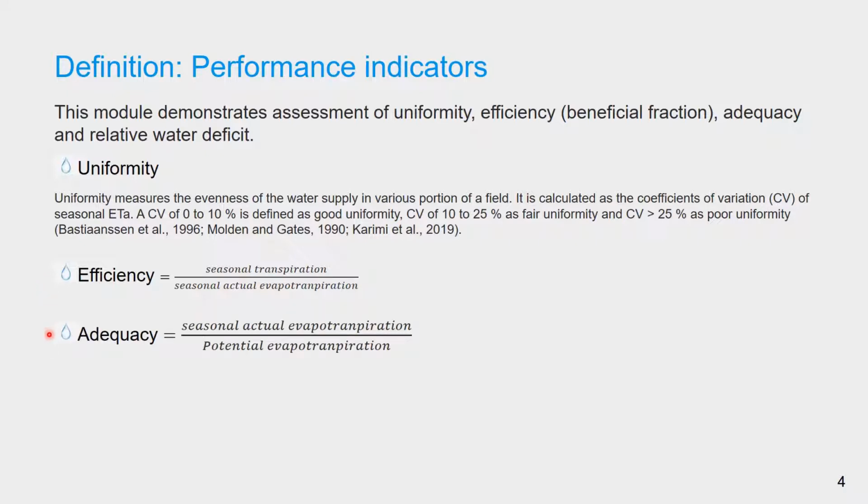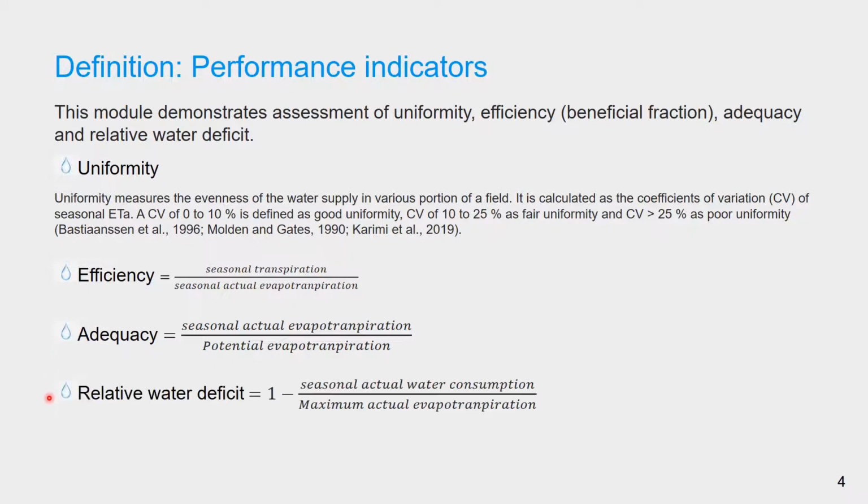Adequacy is calculated as the ratio of seasonal actual evapotranspiration over potential evapotranspiration. Relative water deficit is calculated by subtracting the ratio of seasonal actual water consumption over maximum actual evapotranspiration from 1.